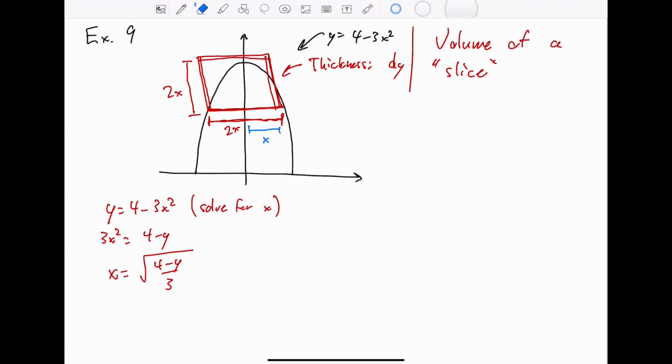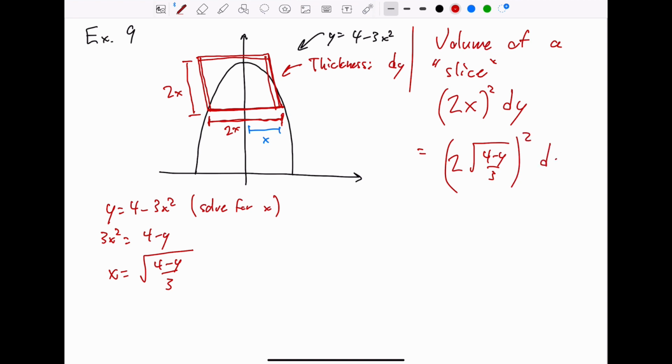So the volume of this slice is 2x times 2x, so (2x) squared dy. But now instead of using x, we want to use the square root of (4 minus y) over 3. So we will write this as 2 times the square root of (4 minus y over 3), quantity squared, dy. Well, this simplifies a little bit. I'm squaring a square root, so those go away. I'm also squaring the 2, that becomes a 4. So I have 4 times (4 minus y) divided by 3 dy. That is an expression for the volume of this representative slice of the three-dimensional solid.